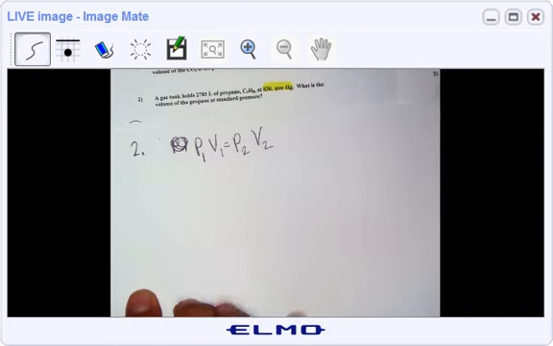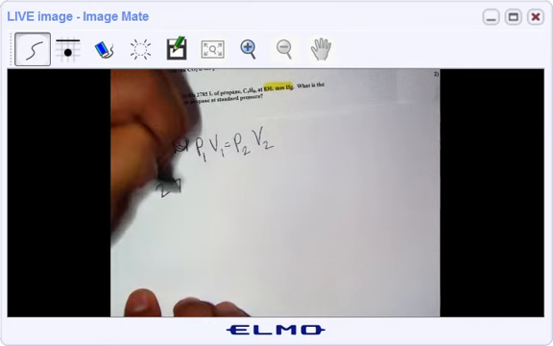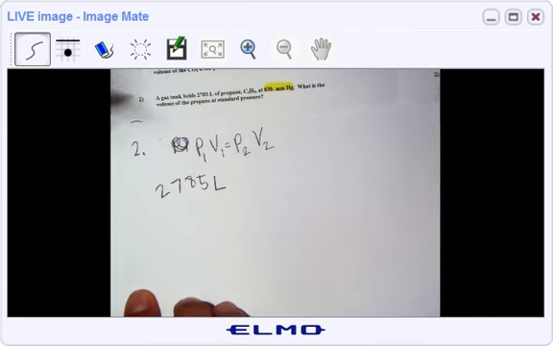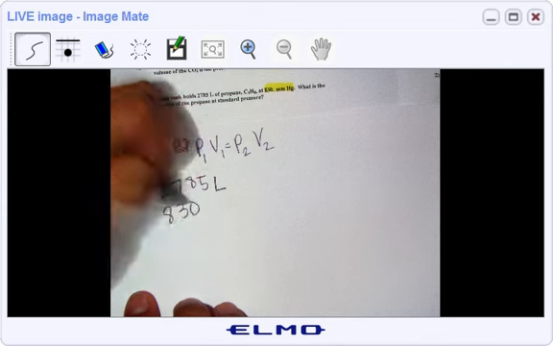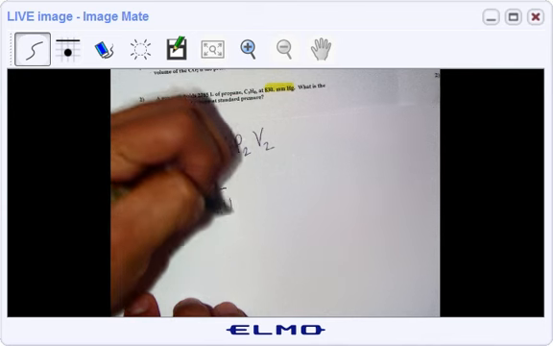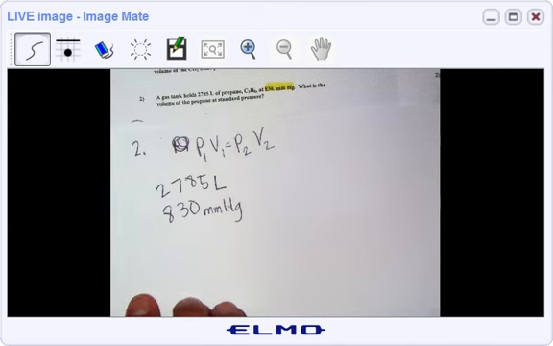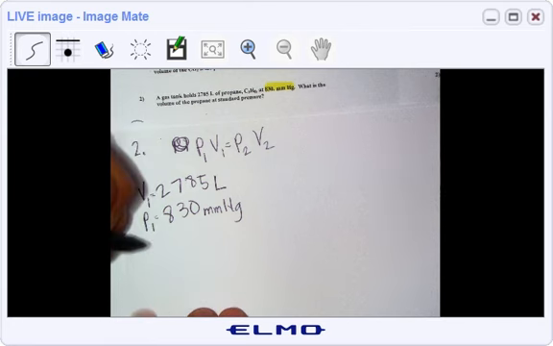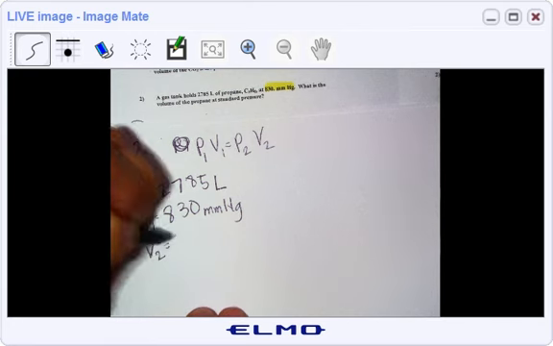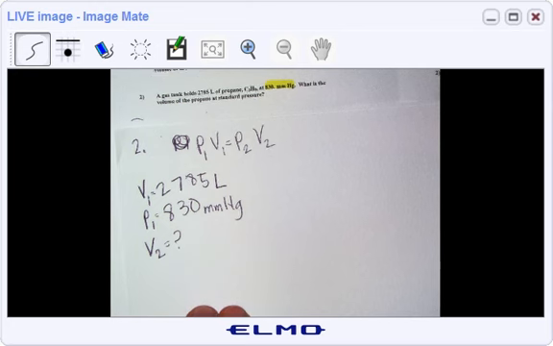A gas tank holds 2,785 liters at 830. What is the volume of the propane? So volume is what I'm looking for. So this is V1, P1, P2 at standard pressure. And what did I say standard pressure would be?